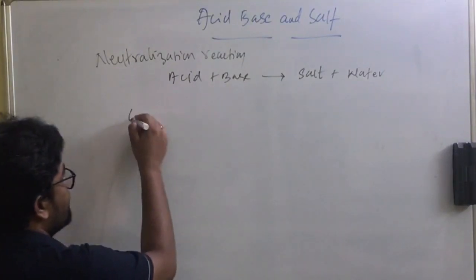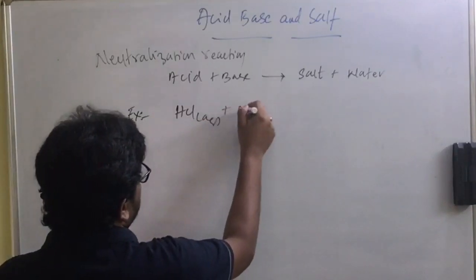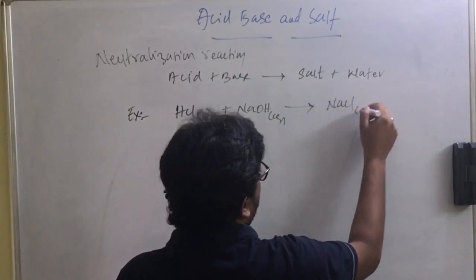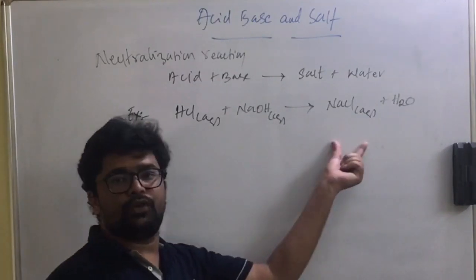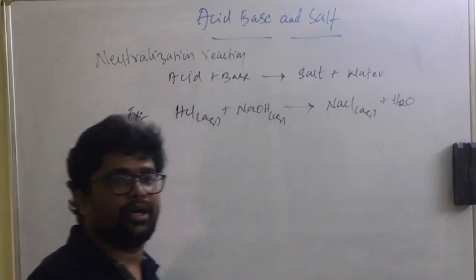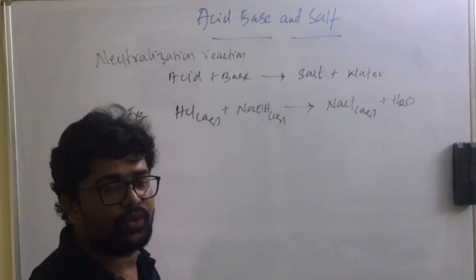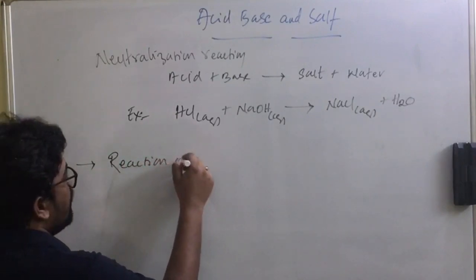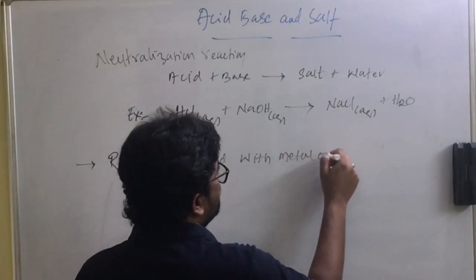Let us try to put down an example here. I'll take an acid, HCl, when it reacts with base NaOH, we get a salt called NaCl plus water. Any acid and base give you salt and water. Such reactions we call neutralization reactions. This is the other property of acids and bases. Is it clear? This reaction is called what? Neutralization reaction. The next reaction is reaction of acid with metal oxide.